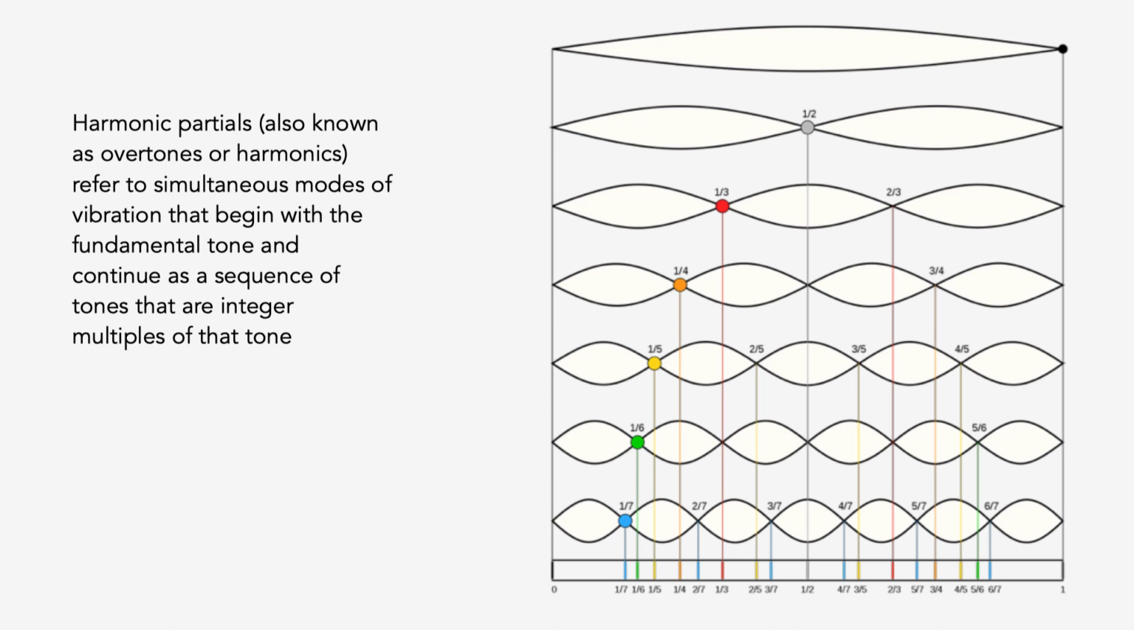Harmonic partials, also known as overtones or harmonics, refer to simultaneous modes of vibration that begin with the fundamental note and continue as a sequence of tones that are integer multiples of that note. For example, 110 Hz, 220 Hz, 330 Hz, and 440 Hz, etc. The first partial is the fundamental frequency.